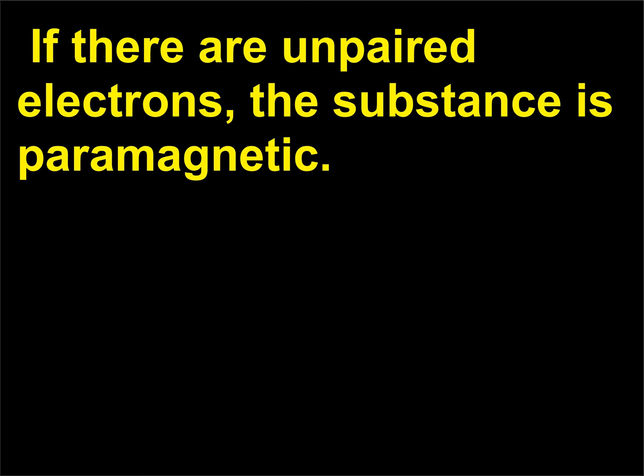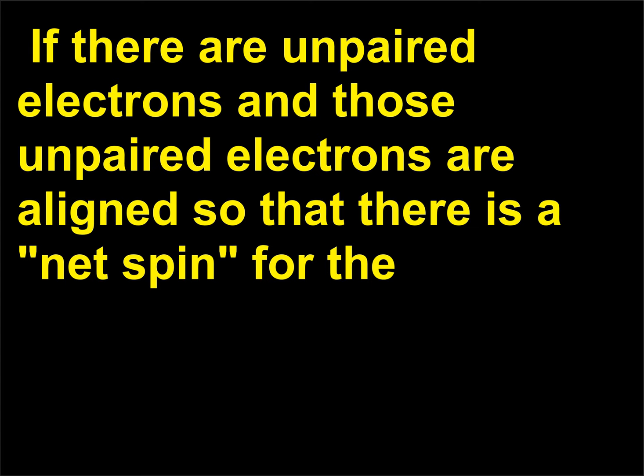If there are unpaired electrons and those unpaired electrons are aligned so that there is a net spin for the macroscopic substance, it is ferromagnetic. Ferromagnets are the magnets you know, they stick to your fridge.